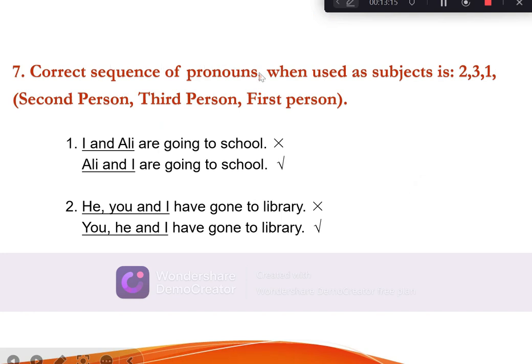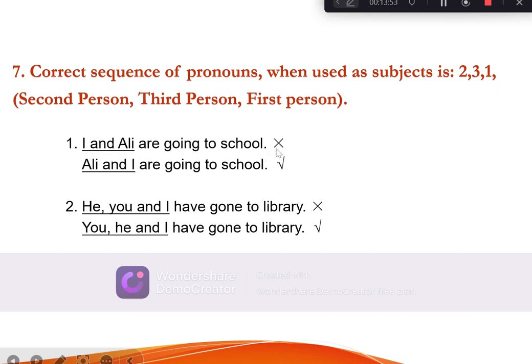Correct sequence of pronouns when used as a subject. Whenever we use pronouns, if you remember very clearly the first slide where we discussed the first person, second person and third person. So 2 means second person, 3 means third person and 1 means first person. So whenever pronouns are used as a subject in the sentence, always follow this sequence, 2, 3, 1. Means second person, third person and first person. So always use second person first, then third person, then first person.